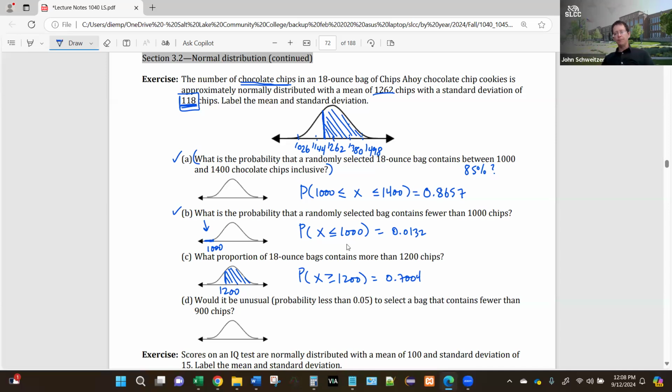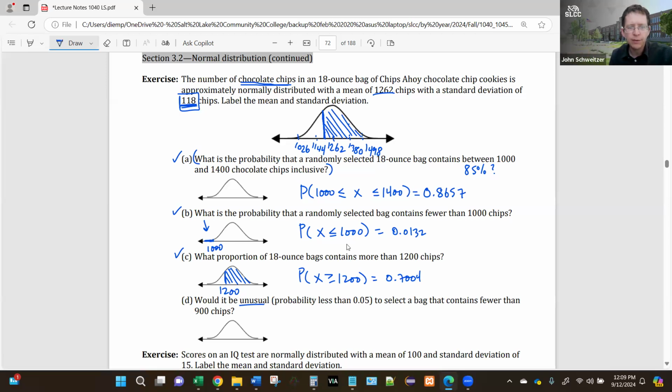And then D here, there's one slightly new thing here in D. Any questions about any of these? Let's look at this one here. It says, would it be unusual to select a bag that contains fewer than 900 chips?